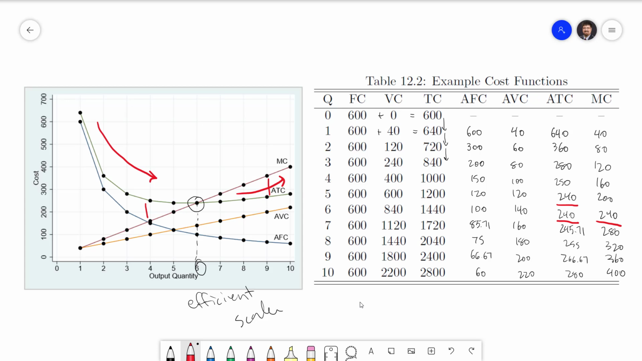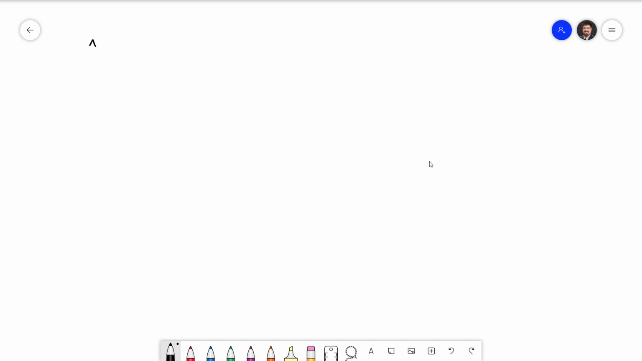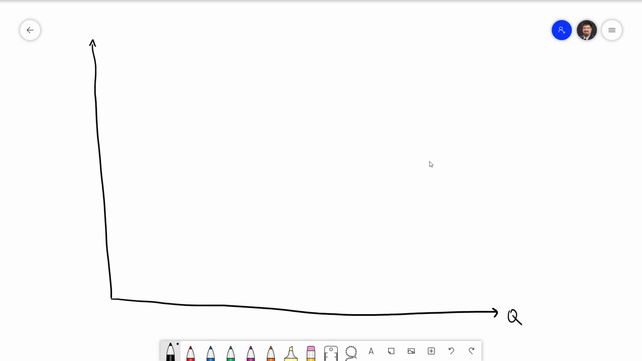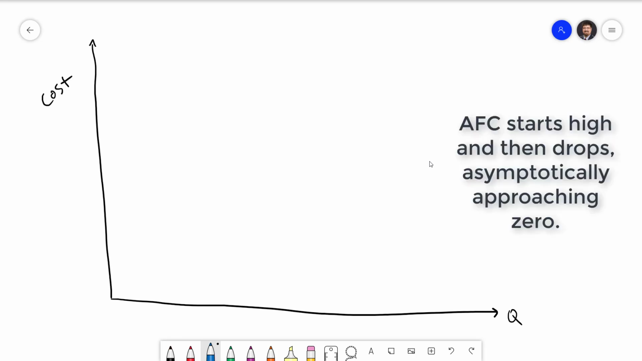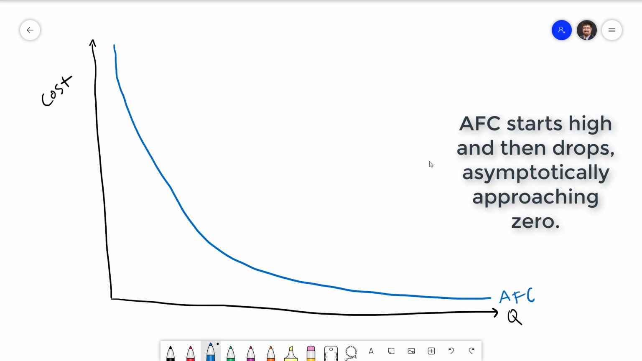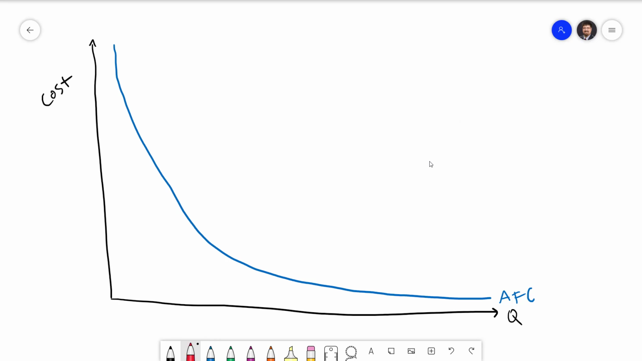This is just one example of how the cost curves are going to look. I'm going to sketch a graph of what we might consider typical short-run cost curves. We'll start with the average fixed cost. As we discussed before, the fixed cost is constant, so the average fixed cost is always going to be decreasing. The AFC will asymptotically approach zero as quantity gets bigger. A typical marginal cost curve will look something like this.